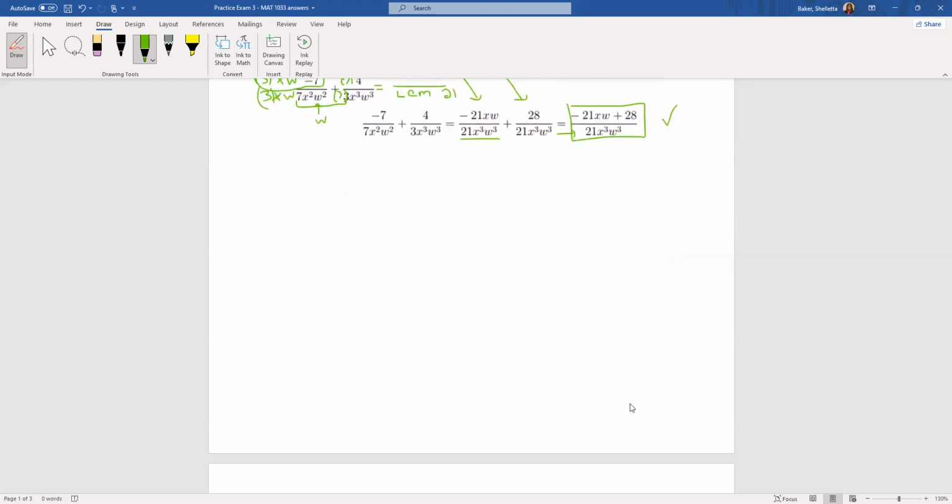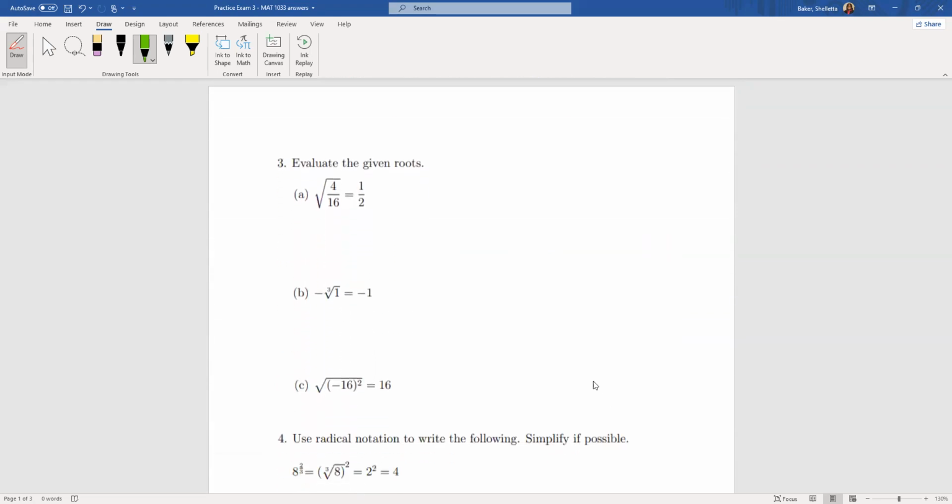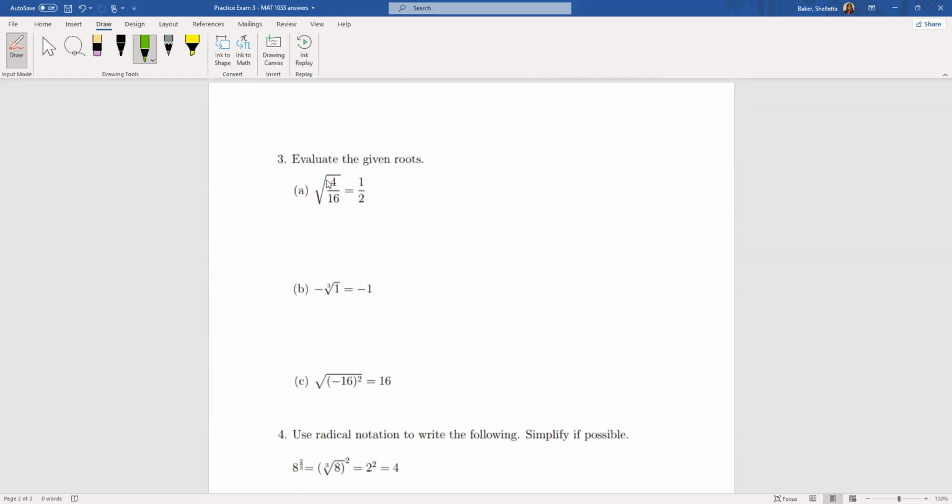For number 3, we're evaluating these radicals. So remember, the square root of 4 over 16, that's equivalent to the square root of 4 over the square root of 16. And both of these are perfect square numbers. So the square root of 4, we get 2. The square root of 16, we get 4. But 2/4 can be reduced to 1/2.